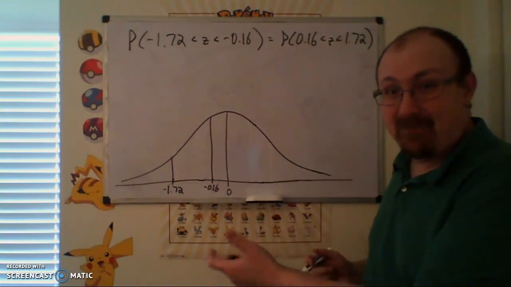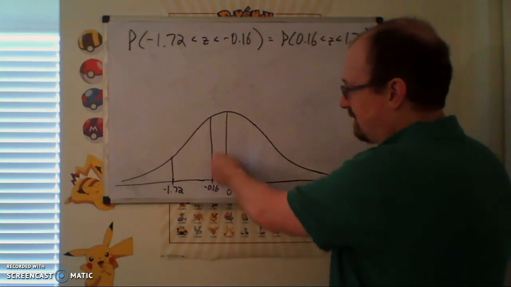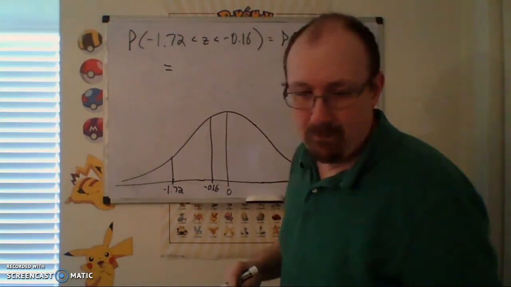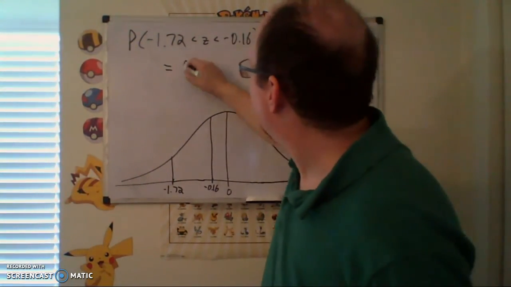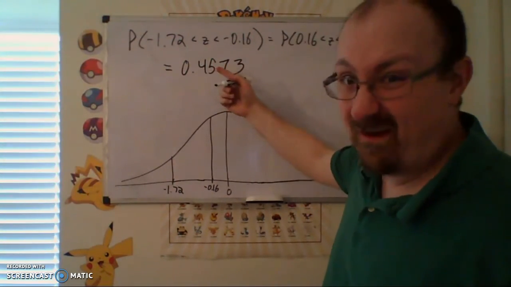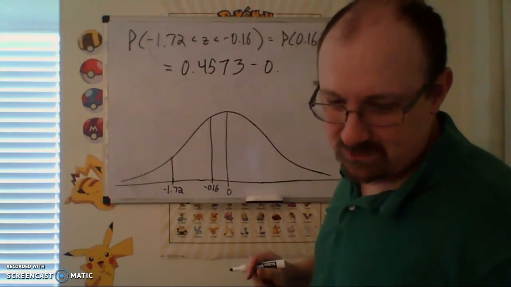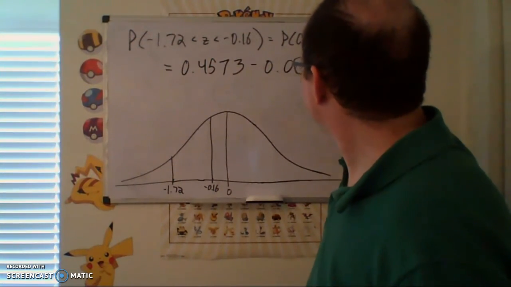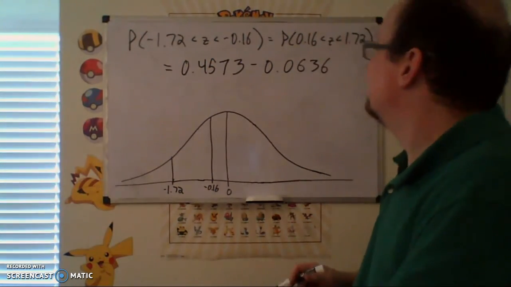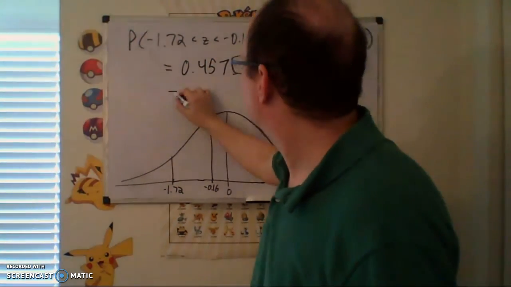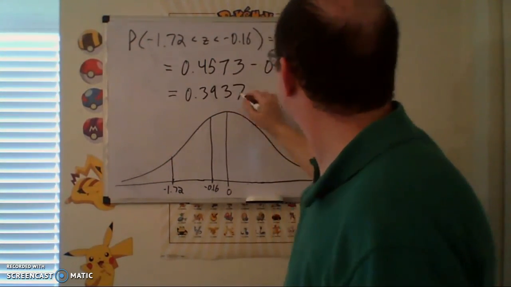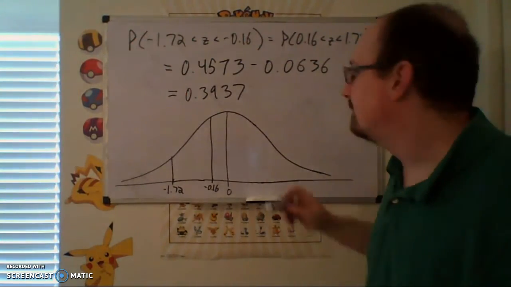So the same idea for the last problem works. We can basically subtract this little strip away from what happens if we go all the way out to 1.72. The 1.72 number on my body table gave me 0.4573, I should say, minus when I look up the 0.16, I got 0.0636. Okay, then I do the subtraction, and let's see, that should give me 0.3937, I believe.